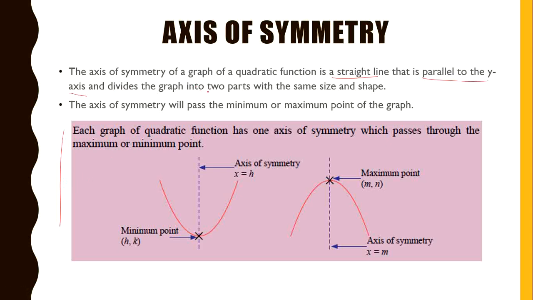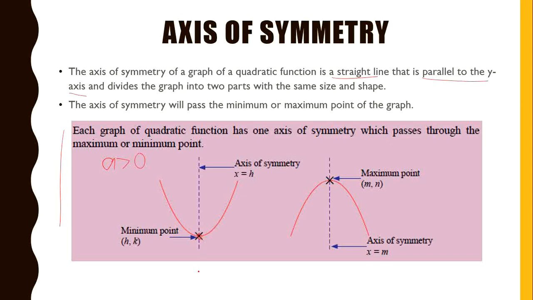And divides the graph into two parts with the same size and shape. The axis of symmetry will pass the minimum or maximum point of the graph. Each graph of quadratic function has one axis of symmetry which passes through maximum or minimum point. Let's say this graph is positive. This one is graph A greater than 0. So this is the minimum point.